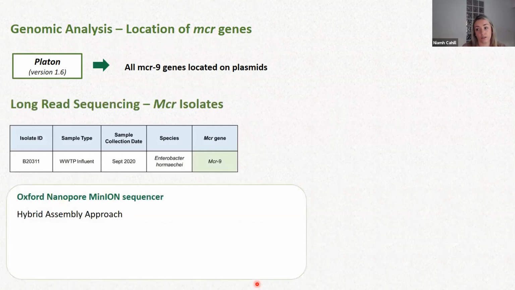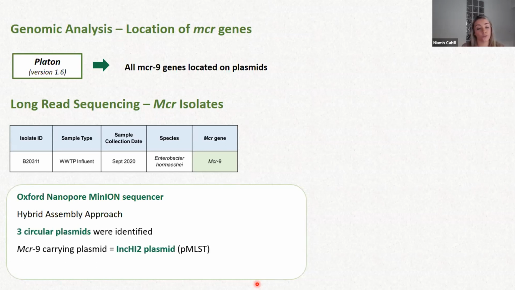We have carried out long read sequencing on one isolate so far. We do plan on carrying it out on the remaining isolates that we have. The one that we've carried it out on is an MCR9 positive Enterobacter from the wastewater treatment plant influent. We sequenced this using the MinION sequencer, and it was assembled using a hybrid approach. Overall, 3 circular plasmids were identified.